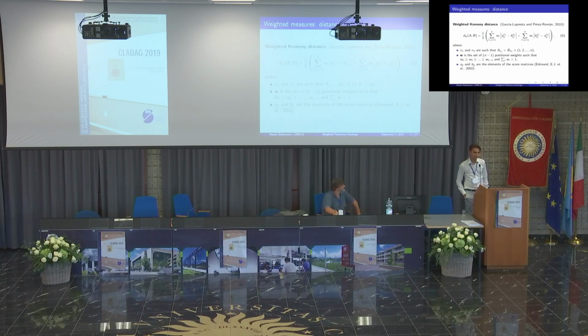So in 2010, Garcia Lapresta and Perez Roman introduced the possibility of weighting discrepancies between the weak rankings. In fact, they demonstrated that the Kemeny distance doesn't consider in which positions there are divergences between the preferences expressed by different judges. So they formulated the weighted Kemeny distance as follows, using a certain permutation methodology indicated with the subscripts sigma 1 and sigma 2. They mean that the orderings B and A are ordered with respect to A and B, respectively.